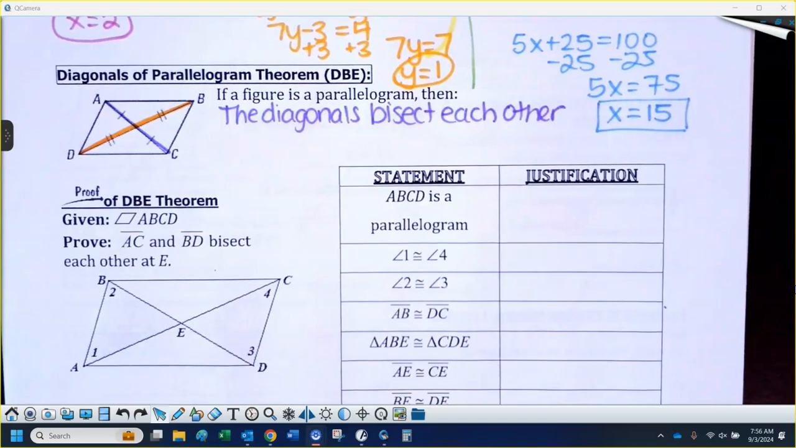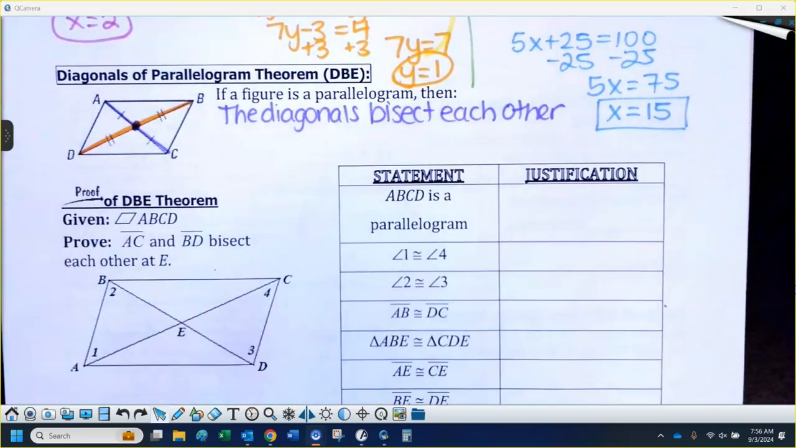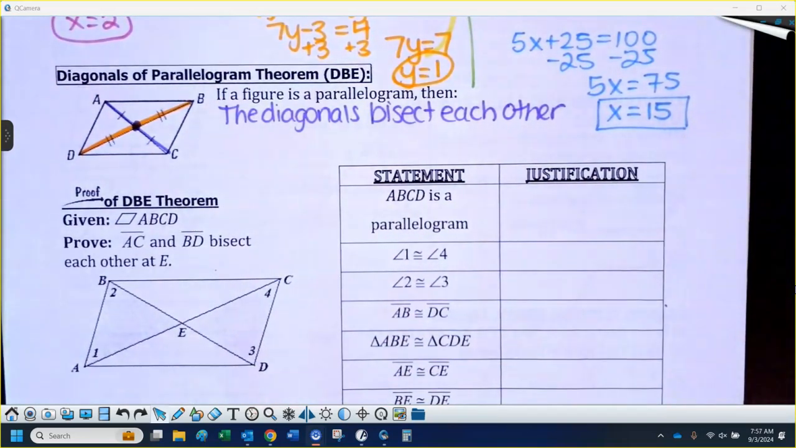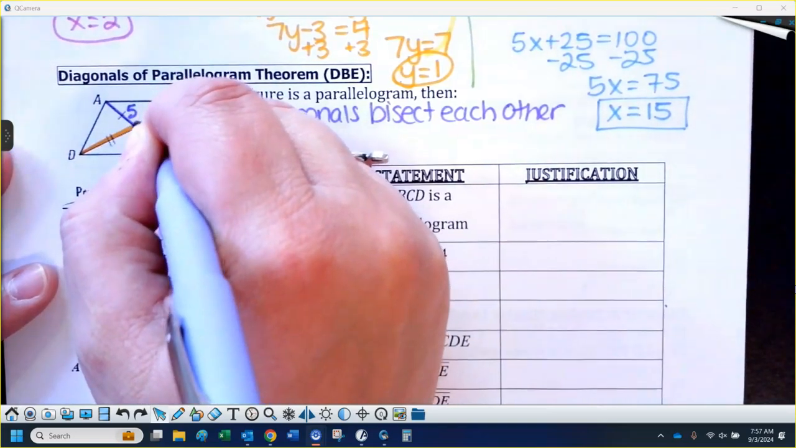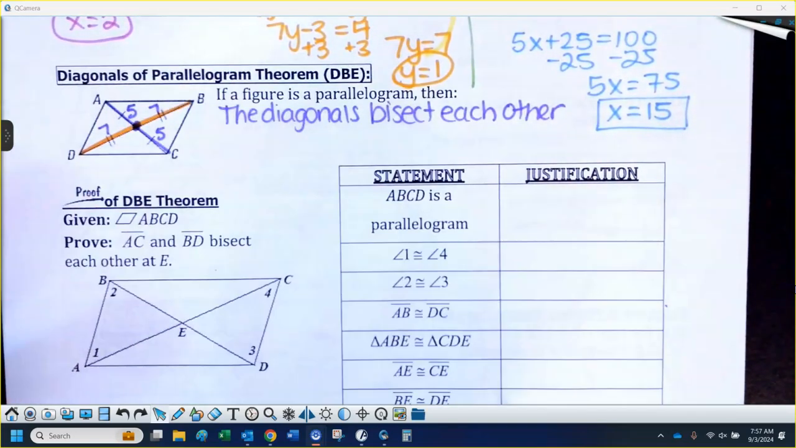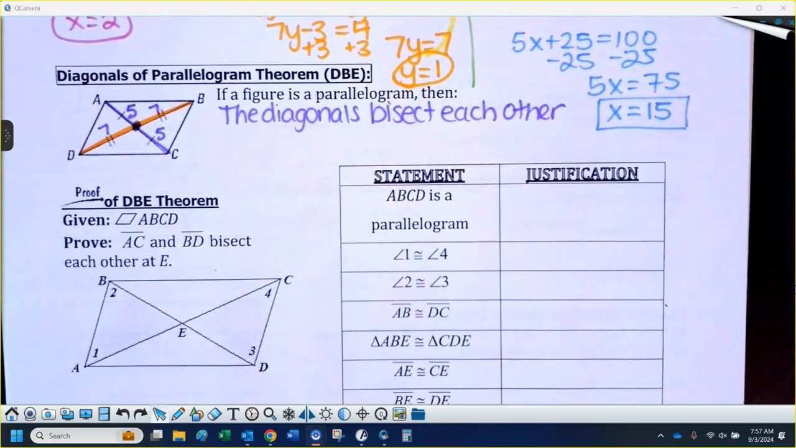Does anybody remember, what does the word bisect mean to you? Split it in half, exactly. Basically, where these two diagonals intersect, they cut each other into two equal pieces. Let me make up a number real quick. Let's say this piece is 5 and this piece is 5. The two diagonals are not necessarily the same length, because if you look at the diagram, D to B is longer than the diagonal from A to C. So they're not all the same length, but they run into each other.